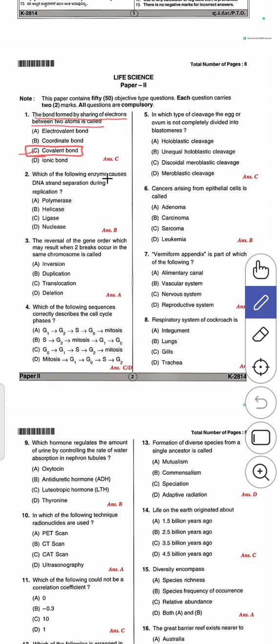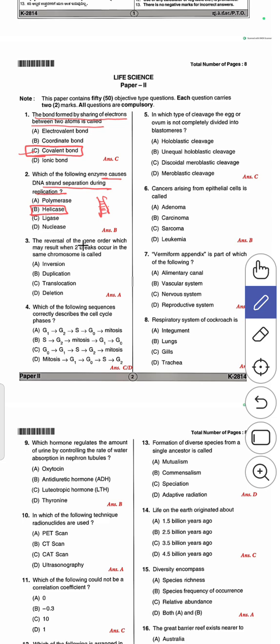Which of the following enzyme causes DNA strand separation during the replication? So, consider this as a DNA. These are the bases. During the process of replication, these DNA strands have to get separated. This separation is done by a special enzyme, that is helicase. This helicase enzyme will open the double stranded DNA into separate strands. So B is the right answer for this question. Then read out the third one.